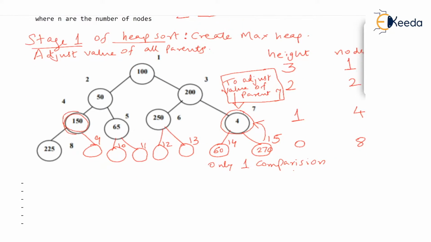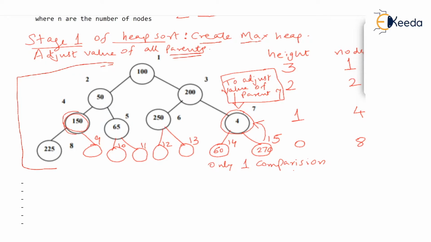Now you recall, as we learned in the earlier videos, that heap sort works in two stages. Stage 1 of heap sort, as you all know, is that we create a max heap. Given a complete binary tree, what do you do to create a max heap? Remember, in stage 1, we adjust the value of all the parents. And you also recall that we start with the last parent.